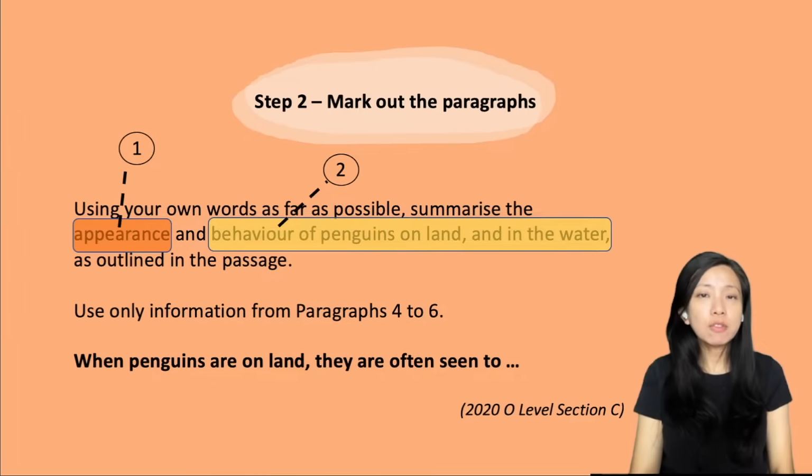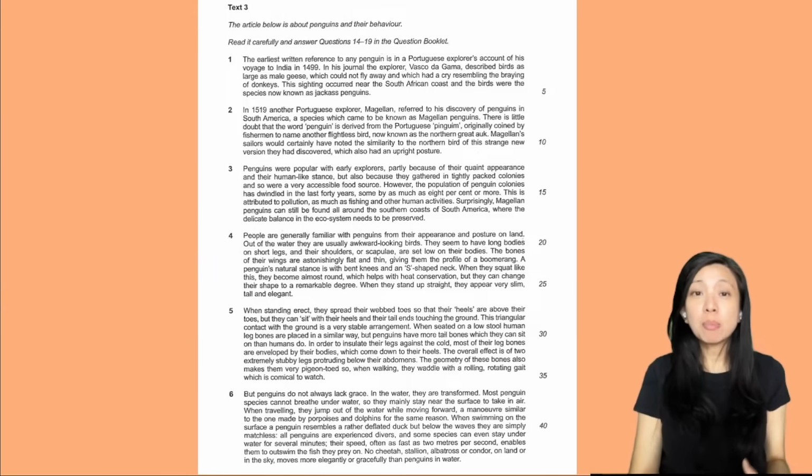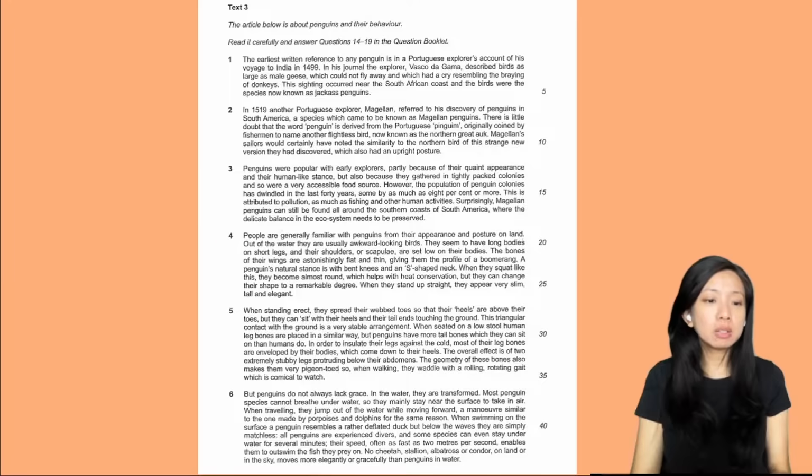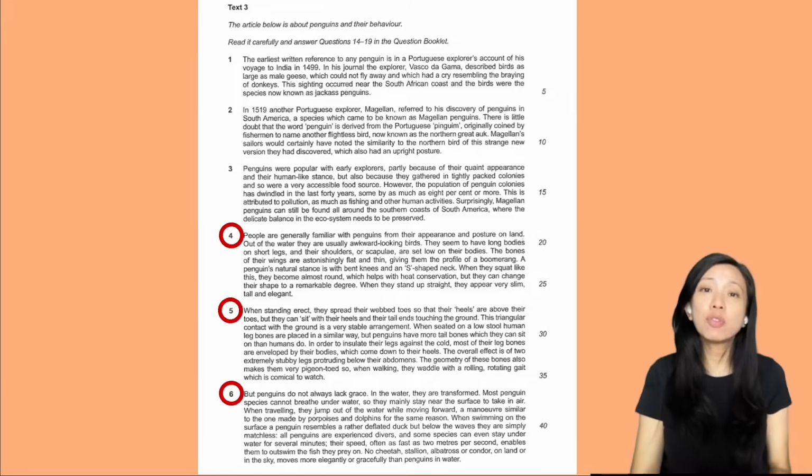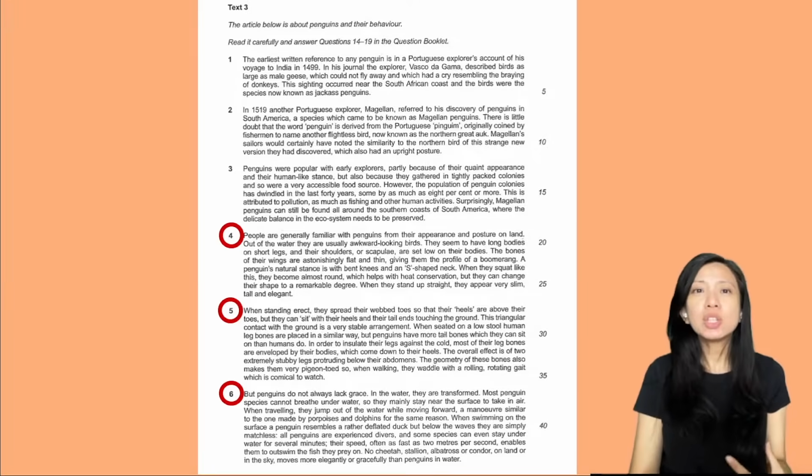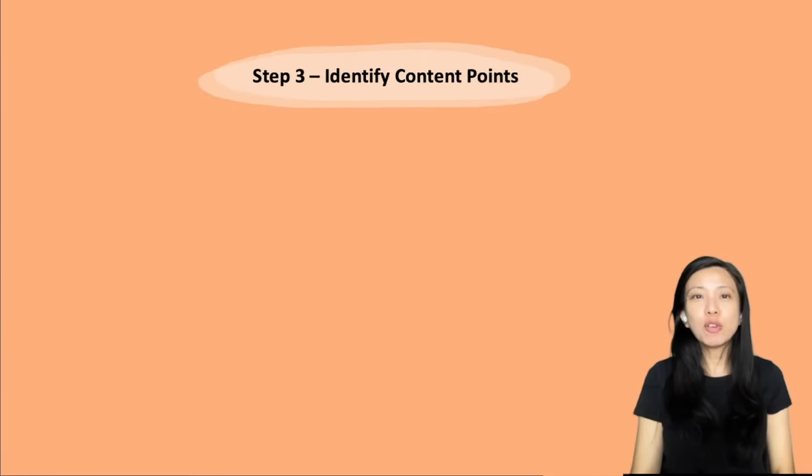We should only get information from paragraphs 4 to 6. This is an example of the question paper and I'm just going to show you what I would do. I would take just a few seconds to mark out the paragraphs that I need to summarize the content points from. What I would do is I would circle the 3 paragraphs, paragraphs 4, 5, and 6. This is so that when I'm analyzing the content points, I will only focus on these 3 paragraphs. Let's move on to step 3.